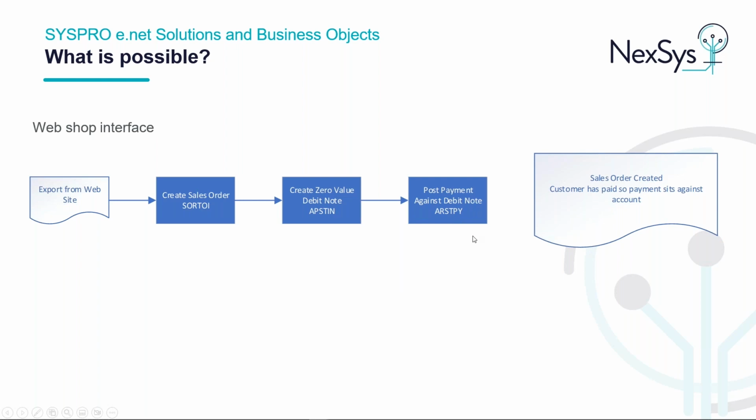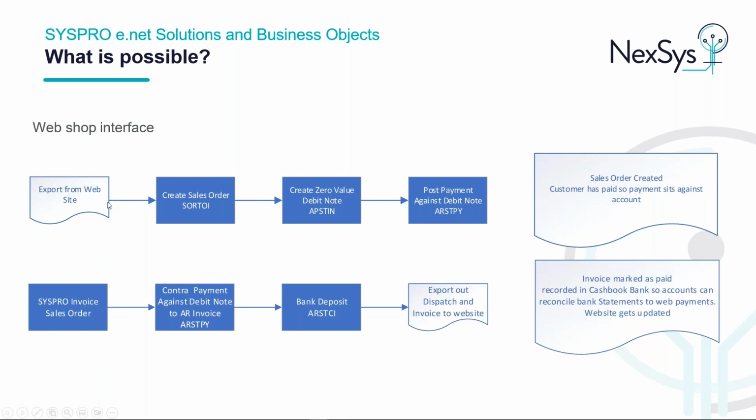And then off the back of the goods being shipped and then invoiced, once we get our sales order invoice created, actually off the back of that, we can look in and contra the payment we just made against the debit note to the AR invoice, so the invoice is then paid.